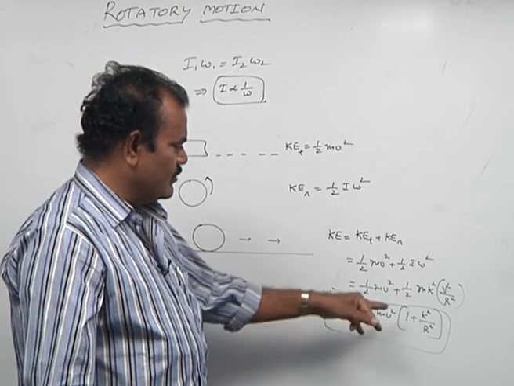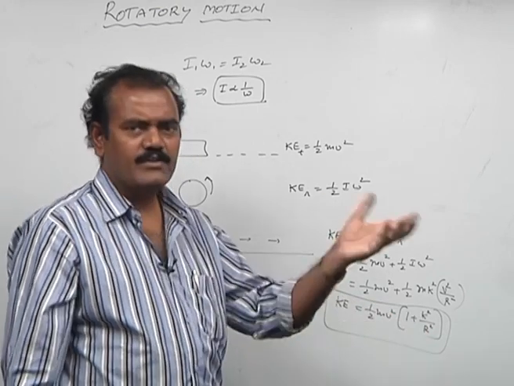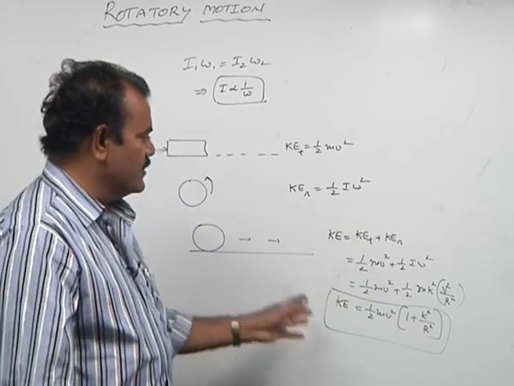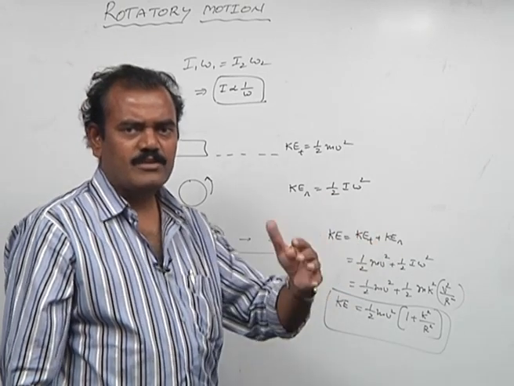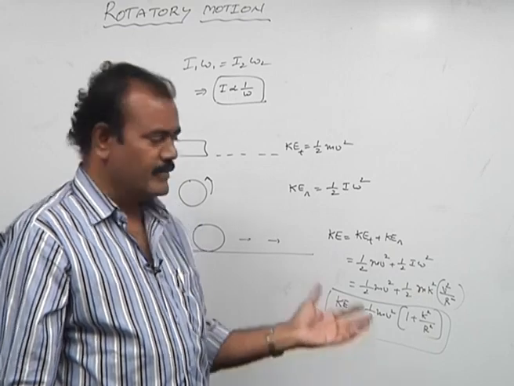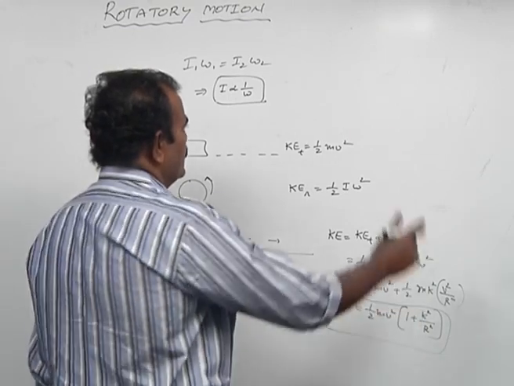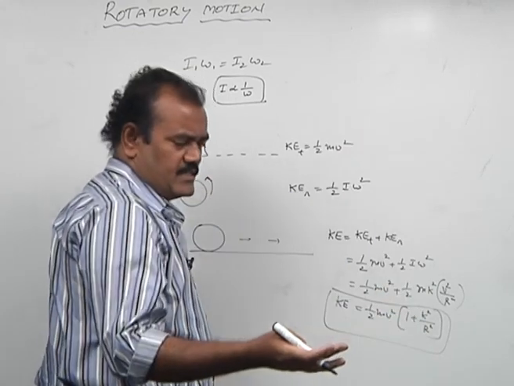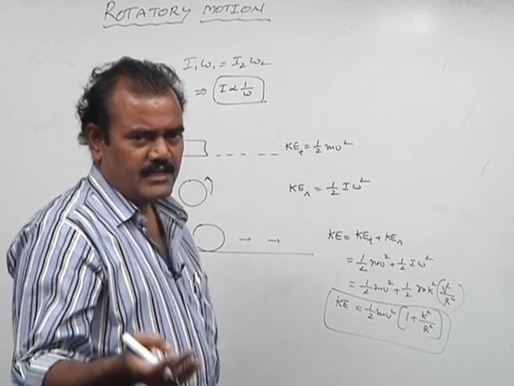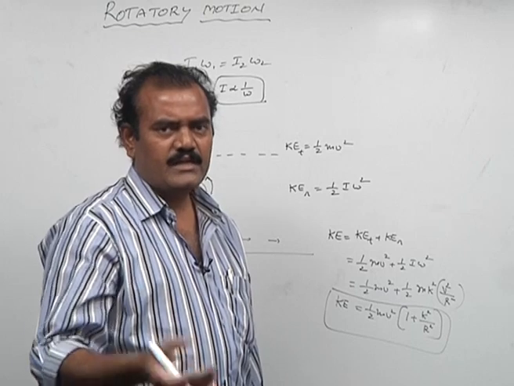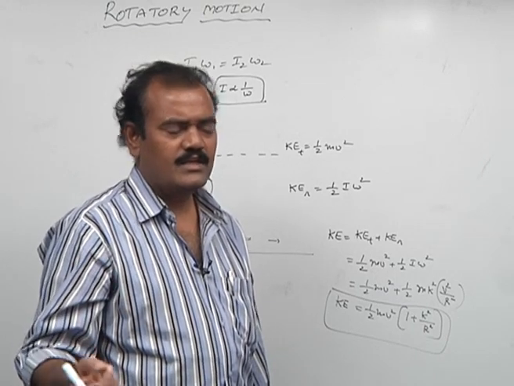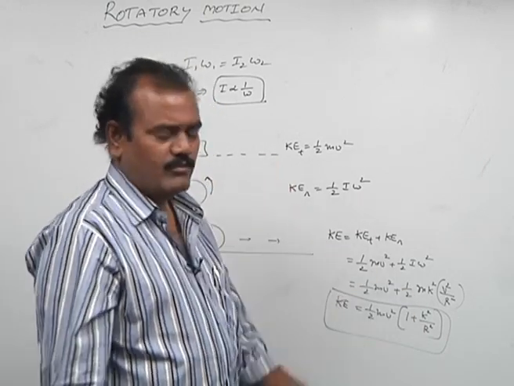And here k square by r square you have to find separately for the rolling body. Not all rigid bodies can be considered as rolling bodies. Here a solid cylinder, a hollow cylinder, a circular disc, a circular ring, a solid sphere and a hollow sphere are considered to be the rolling bodies.